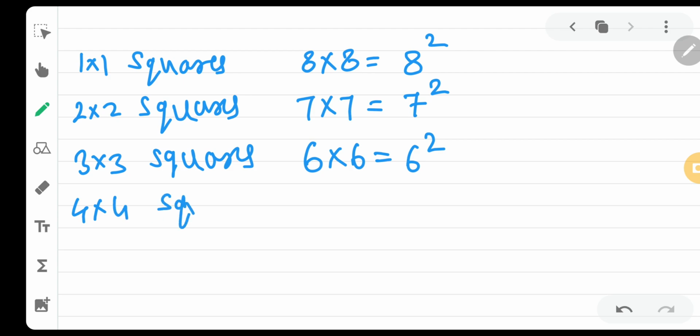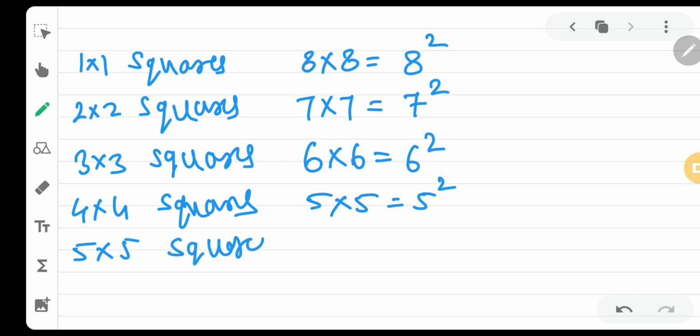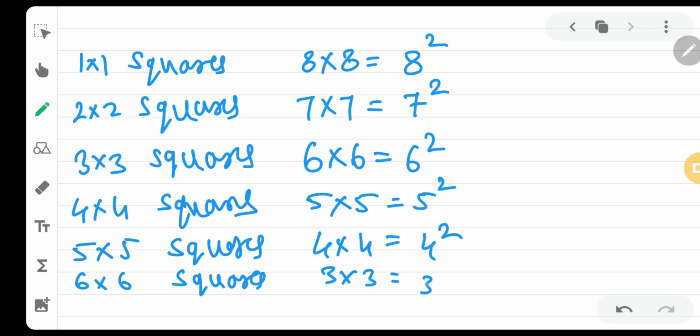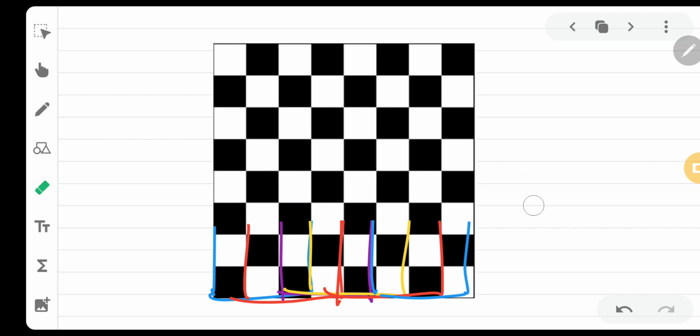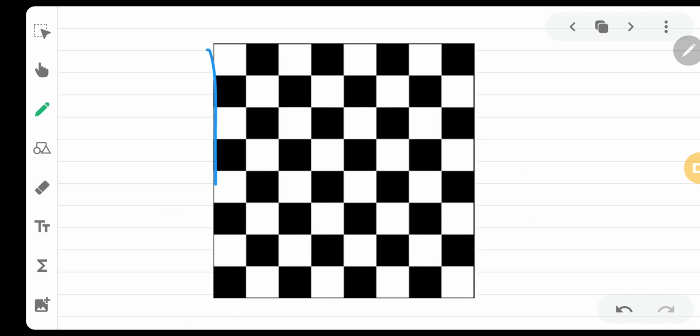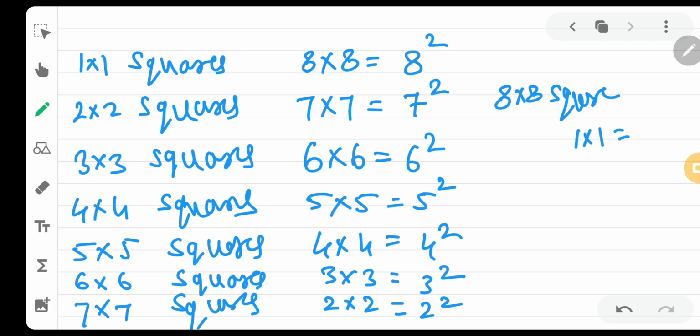If I want to find out 4x4 squares, what would that be? That would be 5 into 5, which is 5 square, means 25 squares. And then if I want 5x5 squares, that would be 1 less, 4 into 4, 4 square, which is 16. And then if you want to find out 6x6 squares, that would be 3x3, which is 3 square. And then if you want to find out 7x7 squares, that will be 2x2, which is 2 square. And finally, you have the 8x8 square, which is the biggest square, the entire chessboard, which is a square, right? So that would just be 1 into 1, which is 1 square.